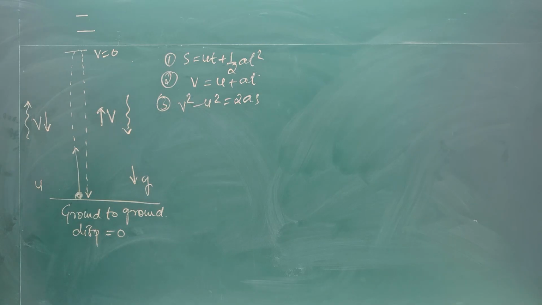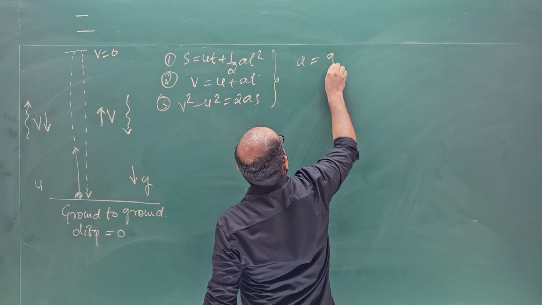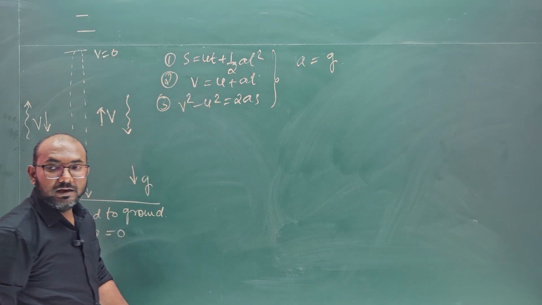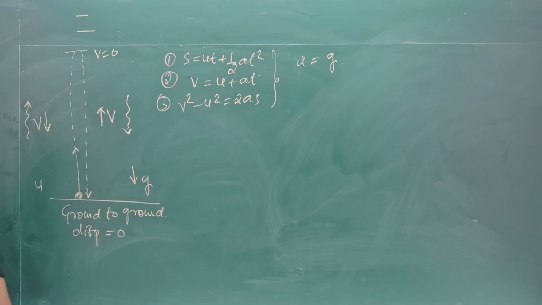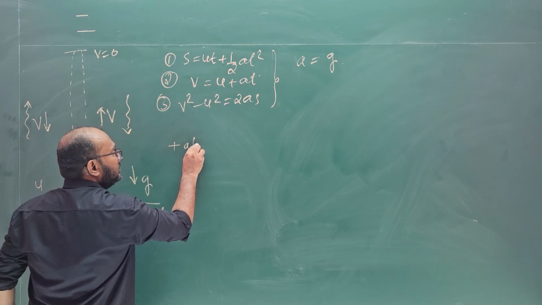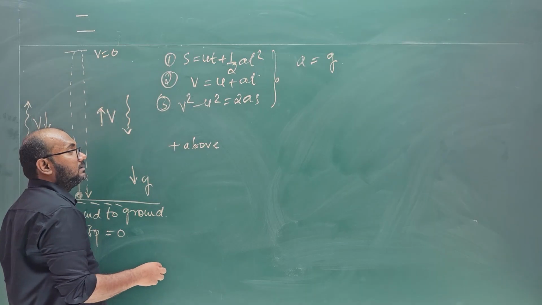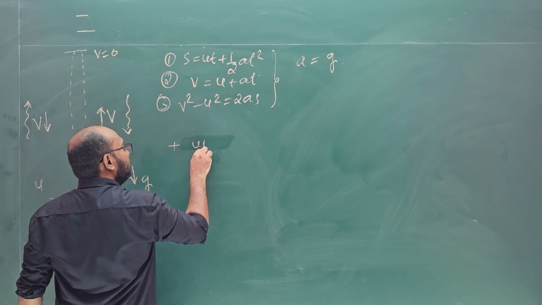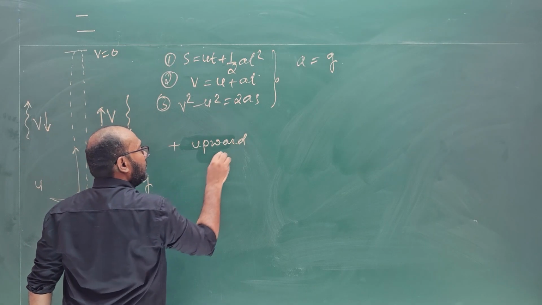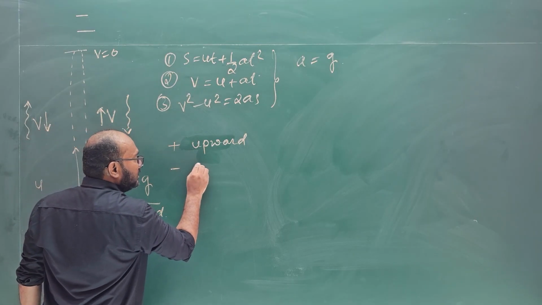Now, wherever you find a, convert that a in terms of g. A in terms of what? g. Now, the second thing, whatever the direction above the ground should be taken as positive. Upward, all the direction should be taken as positive, and negative means downward.